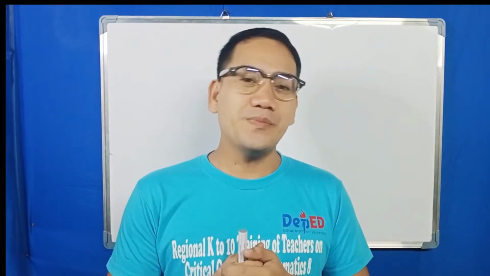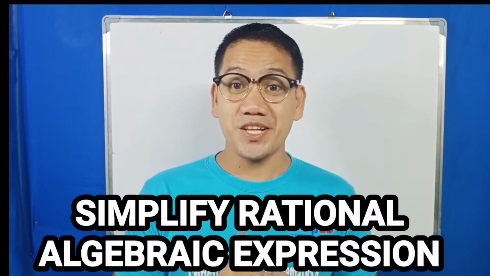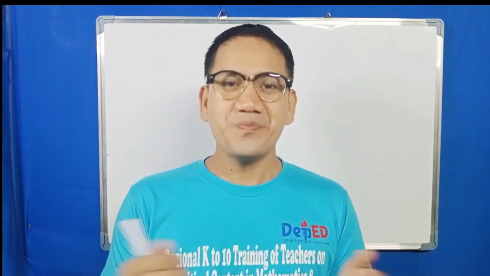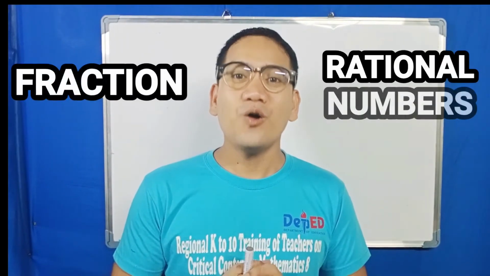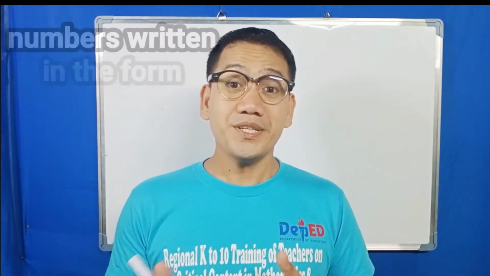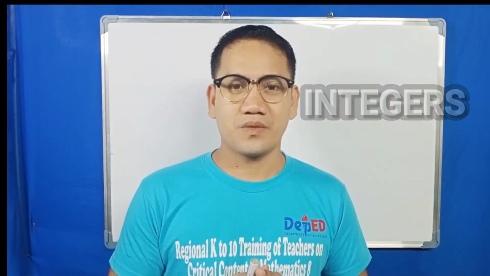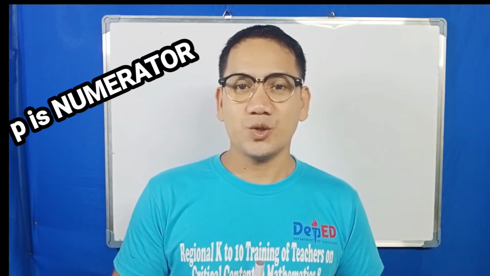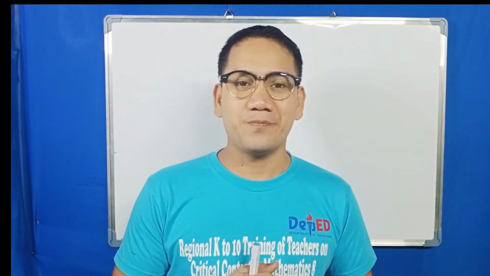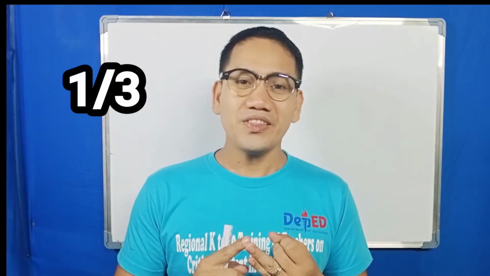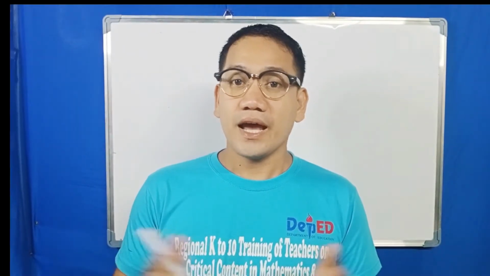Alright, dear math buddies, as what we mentioned a while ago, today we will be learning on how to simplify rational algebraic expression. But first, let's try to have a short review. In our previous video, we've learned on how to define fraction or rational numbers as numbers written in the form p over q, where p and q are integers and q is not equal to 0. Here, p is our numerator and q is our denominator. Among the examples of fractions or rational numbers are 1/2, 1/3, 2/3, 1/5, and the like.